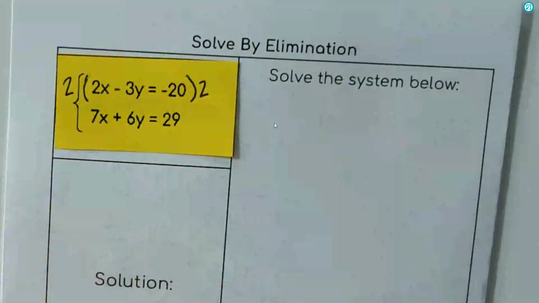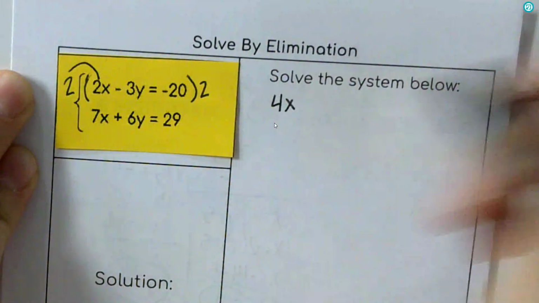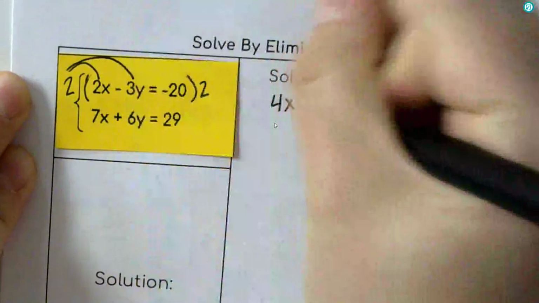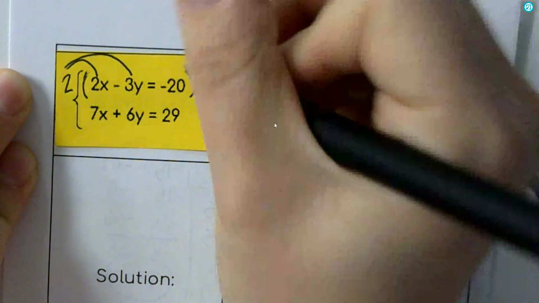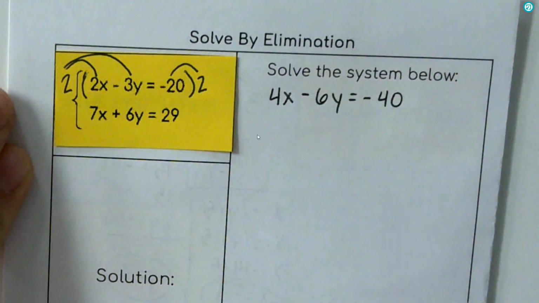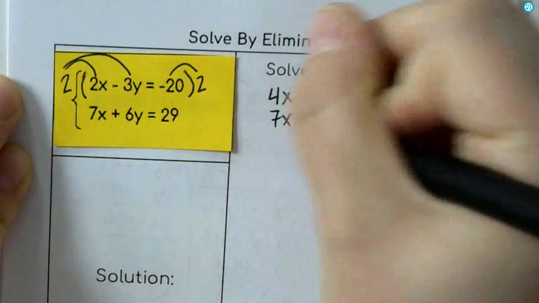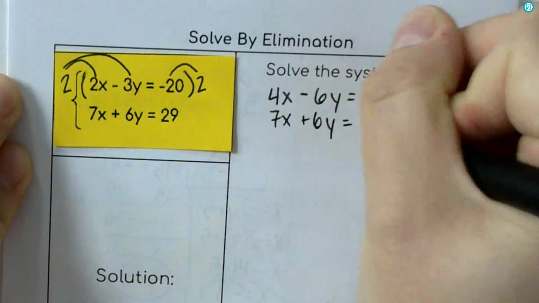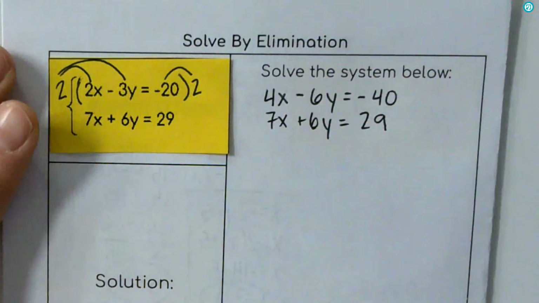So I'm going to multiply our entire top equation by 2. I'm going to write it over here. 2 times 2x is 4x. 2 times negative 3y is negative 6y. And then that is equal to negative 20 times 2, which is negative 40. And then just because I'm over here, I'm going to rewrite my bottom equation. 7x plus 6y equals 29. I didn't change anything about it. I was just rewriting it.